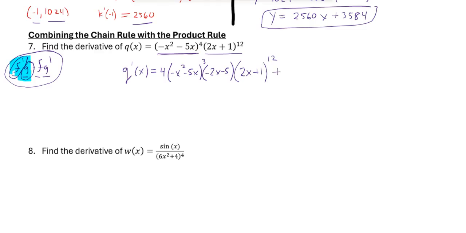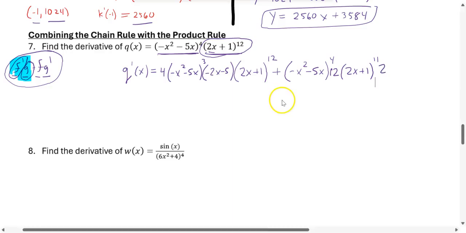Now plus f g prime. f is just the first function from the product rule, negative x squared minus 5x to the 4th power, times the derivative of the second function. I need to use the chain rule, right? So bring the 12 down, reduce it by 1, and then multiply by the derivative of what's inside. It's a 2. Now you could clean that up a little bit, but just for the sake of what I'm doing right now, I'm just going to leave it.